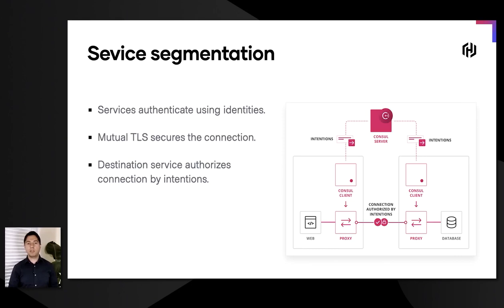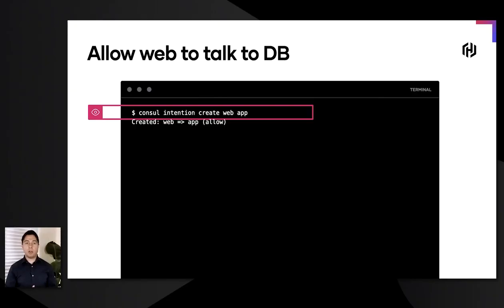Consul uses a different model known as service segmentation, where services authenticate with each other using identity that's encoded inside of TLS certificates. When services establish connections to other services, mutual TLS secures the connectivity between those applications. And then those connections are authorized based off of policies configured by an operator called intentions. So here's an example of an intention. We're allowing a service named web to talk to an application named DB. And this is one rule that would apply to any number of application endpoints that may exist.